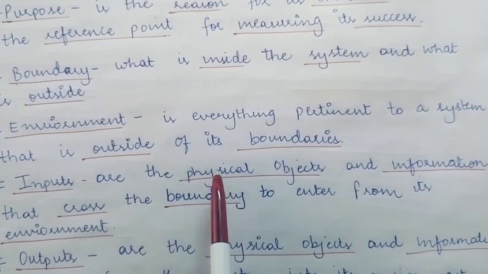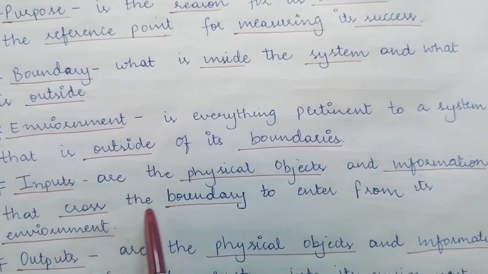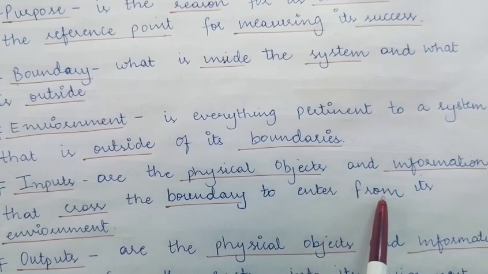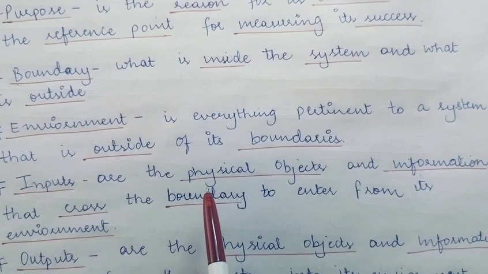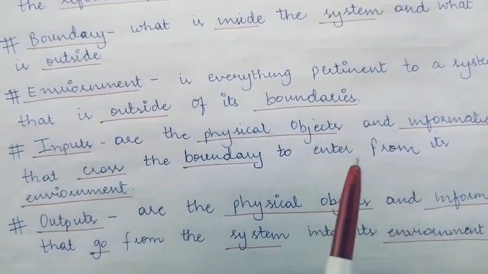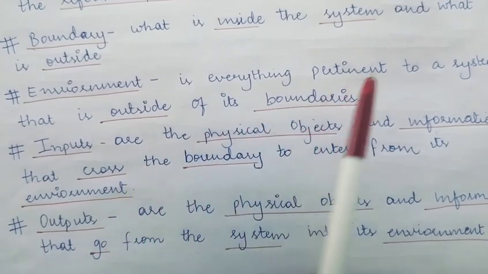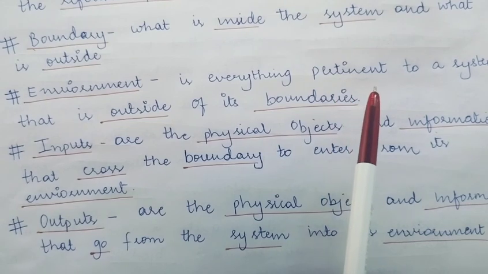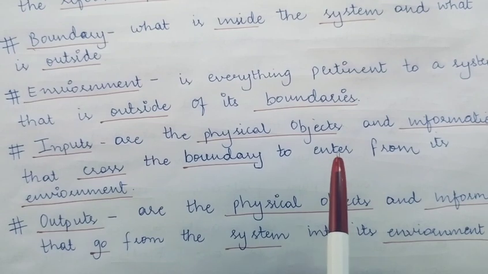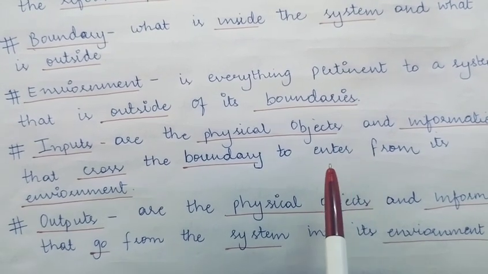So input could be anything ranging from a physical object or information that crosses the boundary, that comes from outside the boundary of the system and enters it from its environment. It is coming from its environment, from a relevant source, not from an irrelevant source. And environment is everything which is pertinent to the system outside its boundary. So when I say outside its boundary, that does not mean any physical object or any information that is even irrelevant to the system but still entering. That would not be the input for the system.